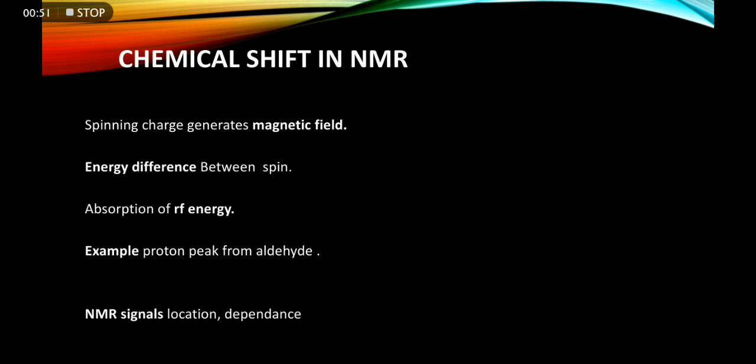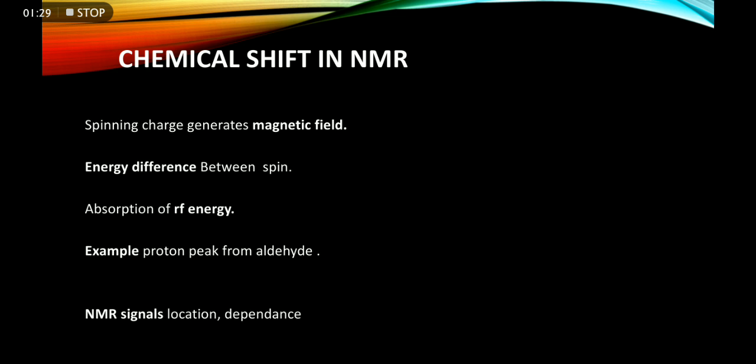The next point is about the energy difference. The difference in energy, delta E, between the two spin states increases as the strength of the field increases. But this difference is usually very small, leading to the requirement for strong NMR magnets. Irradiation of a sample with energy corresponding to the exact spin state separation of a specific set of nuclei will cause excitation of those nuclei from the lower energy state to the higher energy state. This is the absorption of the RF energy.